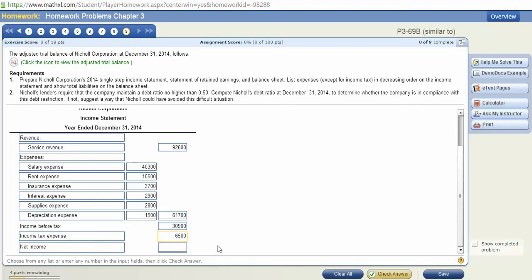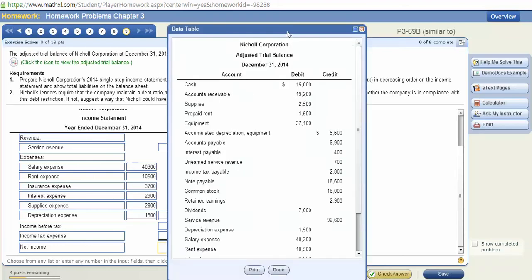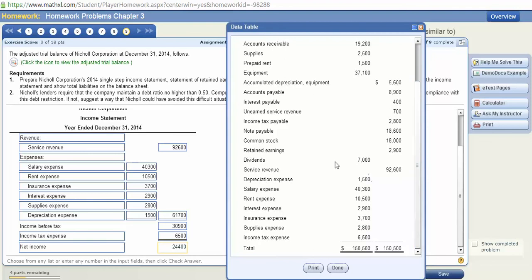Net income, of course, is going to be income before tax minus income tax. So 30,900 minus 6,500 is 24,400. What this does with the laying out of the service revenue, which is the only kind of revenue we have, put it back up here. Notice the focus was down here at the bottom where all the revenue and the expense accounts are. With the picking up of the service revenue and all of the expenses in decreasing order, except for income tax expense at the end, we come up with our magic amount of $24,400.